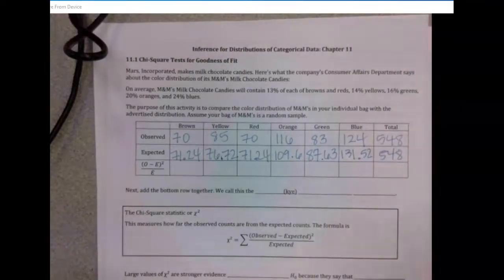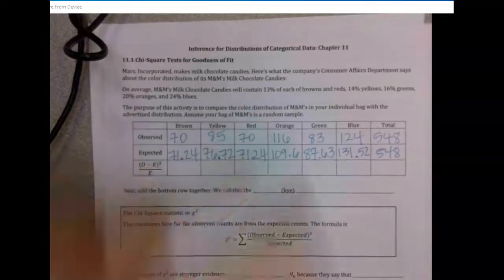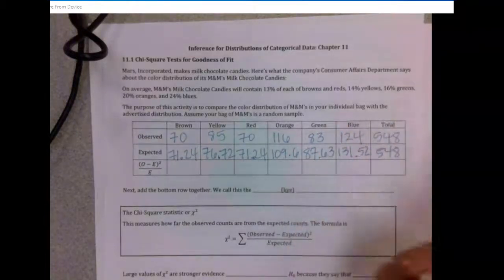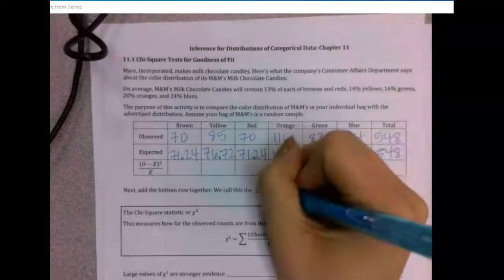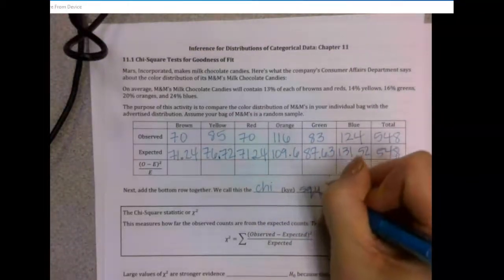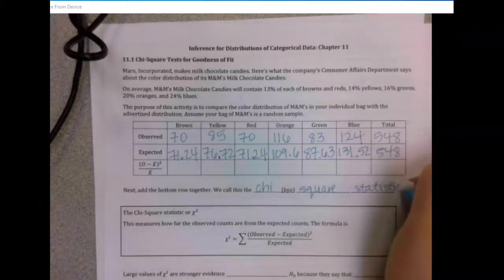Now, here's the deal. In the past, you could test whether or not this would be an expected proportion by using a 1 proportion z-test, but you don't really want to have to do it 6 different times. And so that's where we use a chi, which is C-H-I, it's a Greek letter, square test, or a statistic, to measure these things, okay?